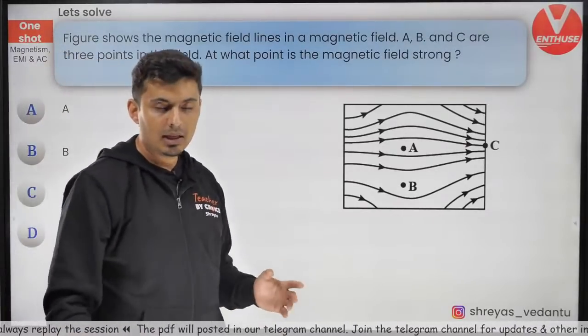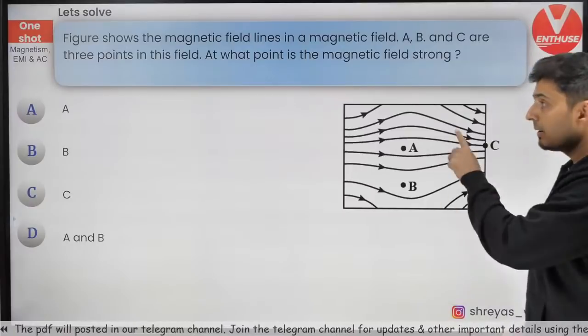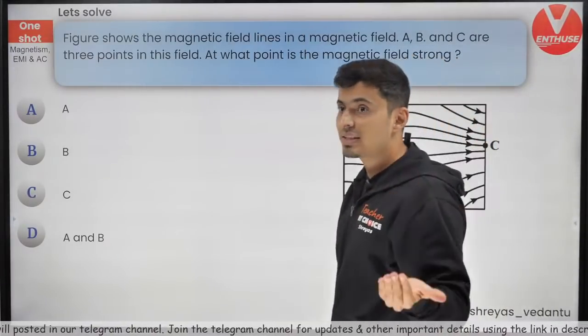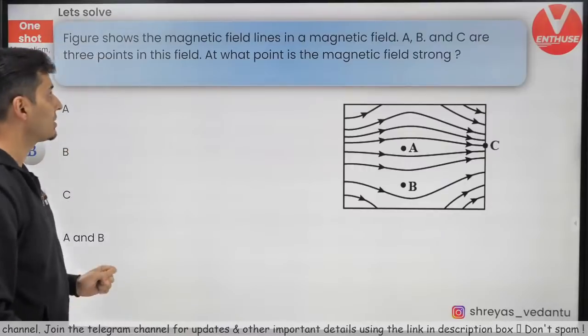Very easy one. I want this answer within 20 to 30 seconds. This will be a scoring question in the exam. You have to save your time and utilize that time in some more difficult or lengthy question.